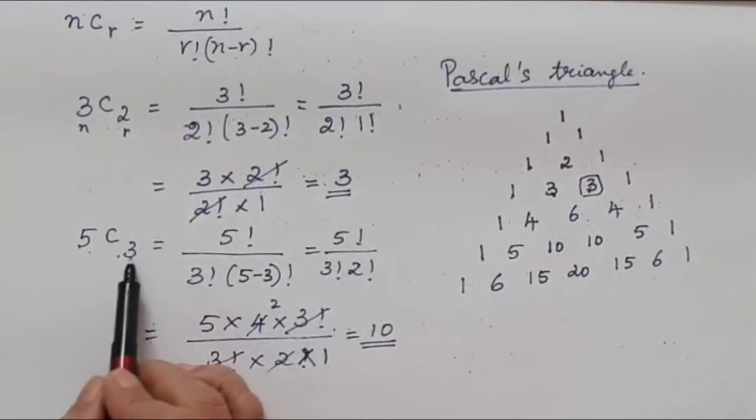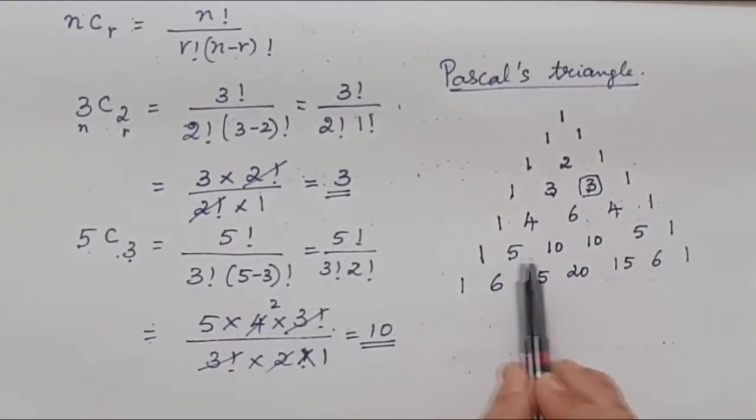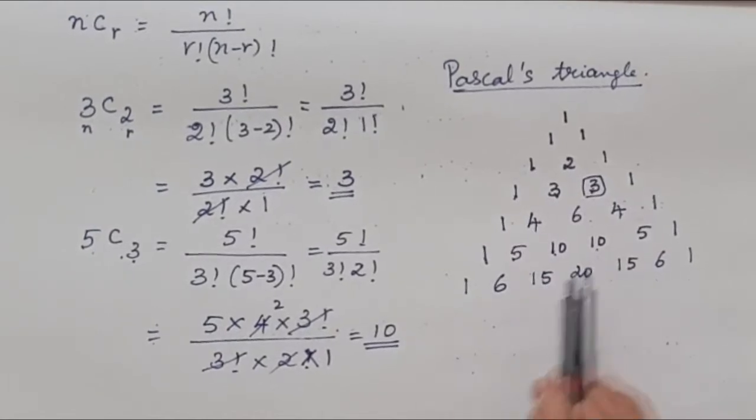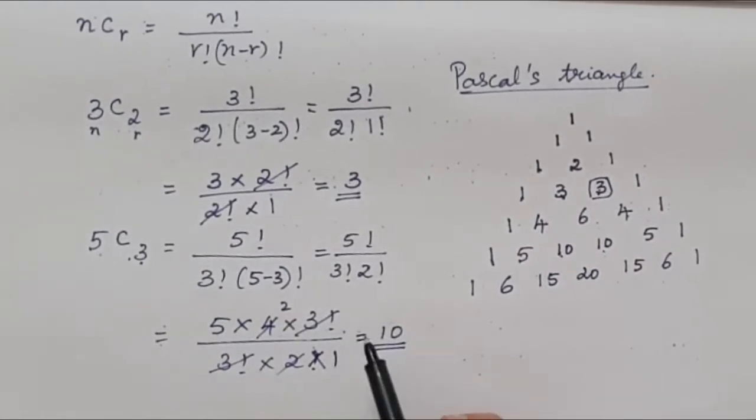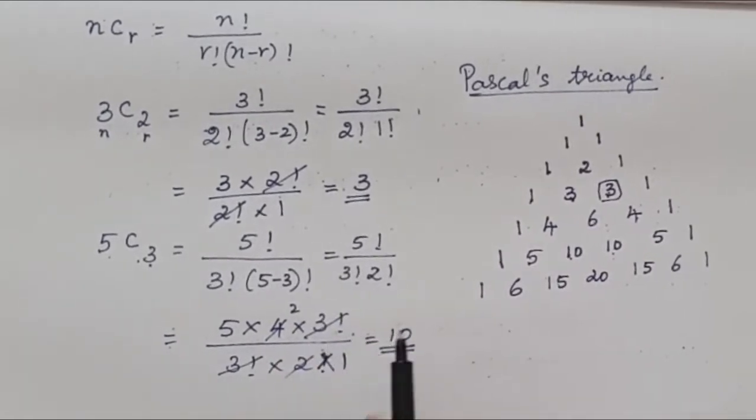In the same way, 5C3. So we go to row 5. So 5C0, 5C1, 5C2, 5C3. See, it is 10. So the binomial coefficients can be found by this Pascal's triangle or using the formula.